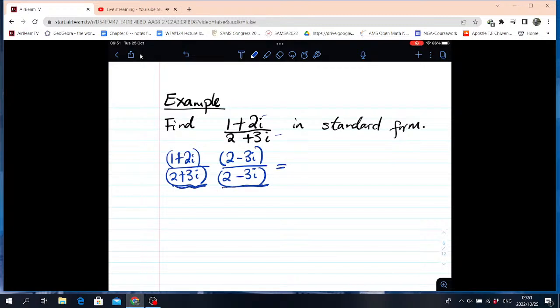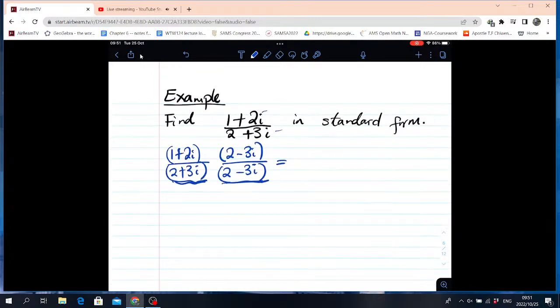So we then say this is going to be equal to, at the top, if you expand there, we get 2 minus 3i plus 4i and then plus 6. If we say 2i times minus 3i, we get minus 6i squared, but i squared is minus 1, so we then end up with a 6. And then at the bottom, we are going to get the real part squared plus the imaginary part squared. So we get 2 squared plus 3 squared, like that.